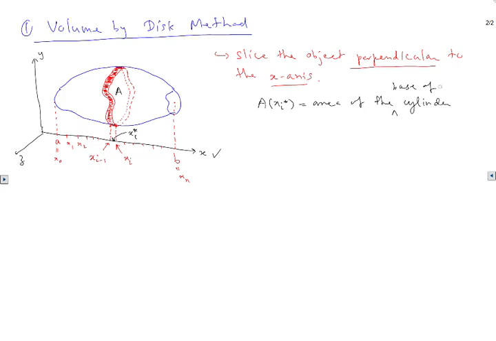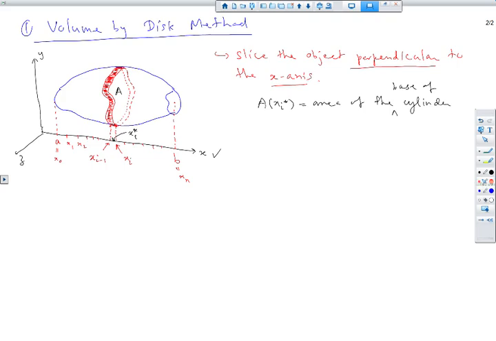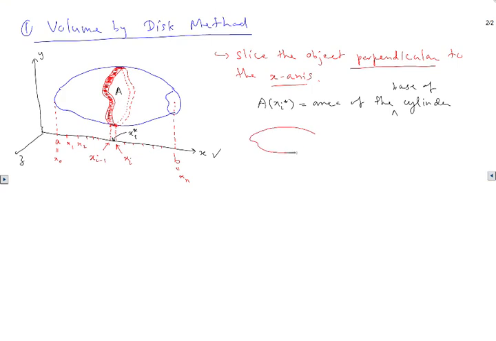Good. Now, let's draw this slice again here. This is how it looks. That's the slice that you had over here, the shaded one. So I'm going to draw it again here. This is how it looks like. That's the area A(xi). That's the base area. So this is the height, h.